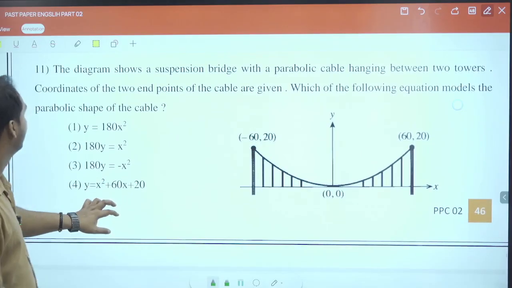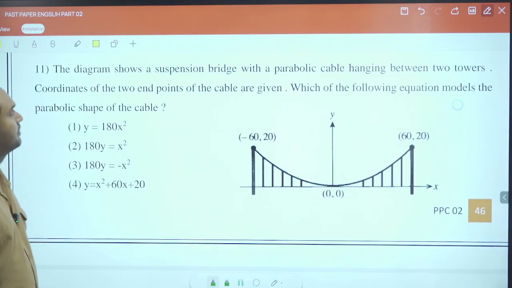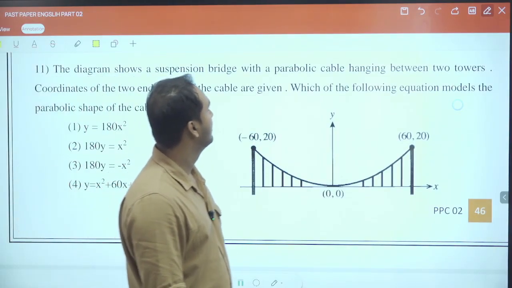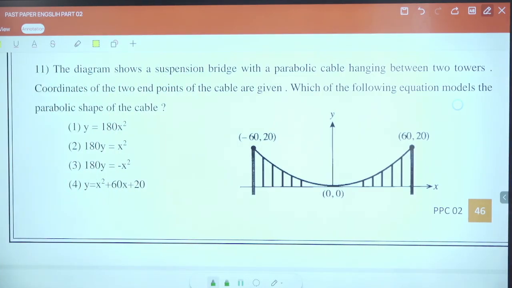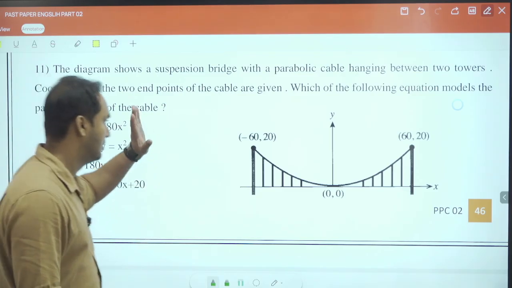Shall I do this one? So the diagram shows a suspension bridge with a parabolic cable hanging between two lower points, and the coordinates of the two end points of the cable are given. Which of the following equations models the parabolic shape of the cable? Right, so it is asking for the formula of the given parabolic graph.